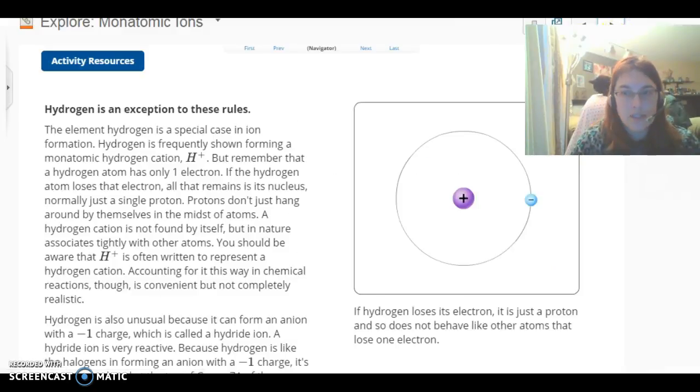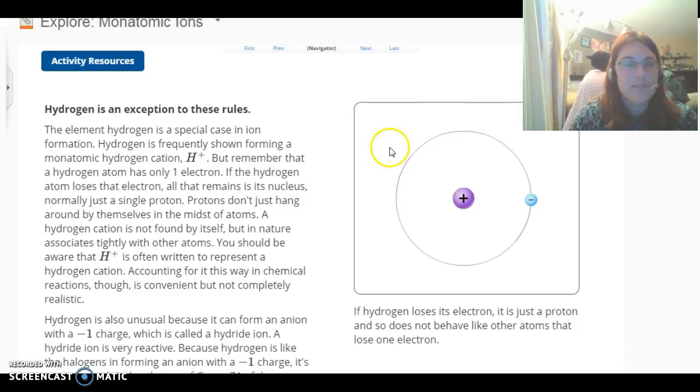Hydrogen is an exception to these rules. The element hydrogen is a special case in ion formation. Hydrogen is frequently shown forming a monatomic hydrogen cation of hydrogen +1, which is what you'd expect because it's in group 1. But remember that a hydrogen atom only has 1 electron. If the hydrogen atom loses that electron, all that's left over is a single proton. Protons don't just hang around by themselves in the midst of atoms.